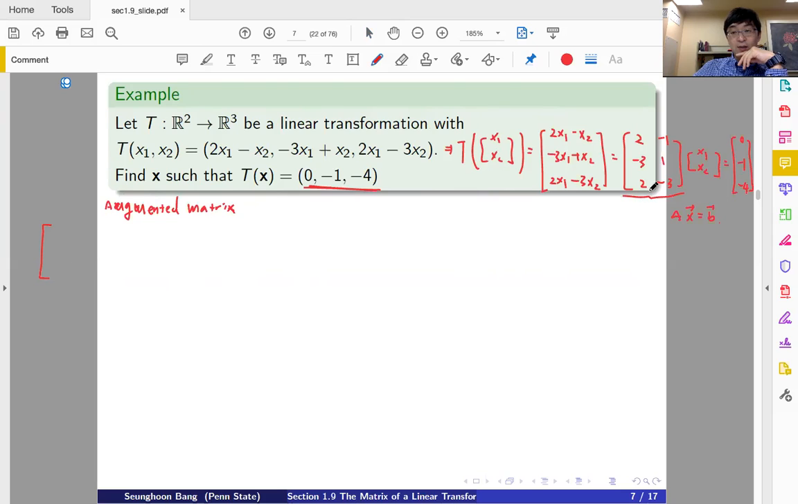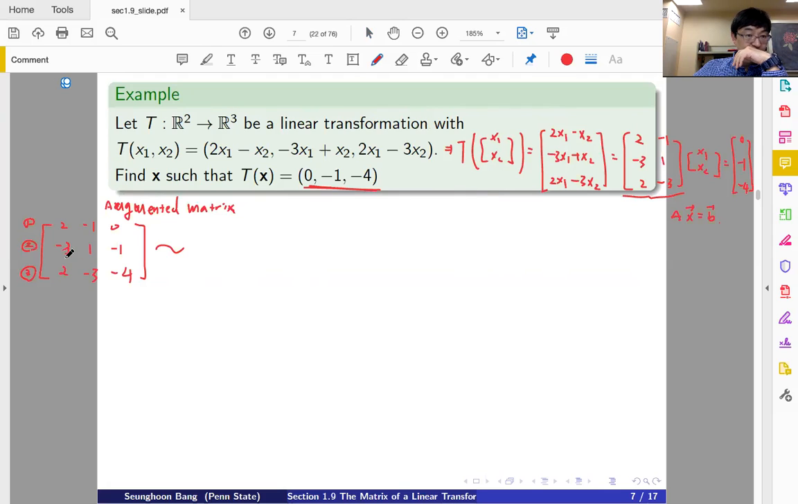The first columns are matrix A: 2, -3, 2, then the second column -1, 1, -3. The b is 0, -1, -4. So we have this. Next, you can change it to echelon form. So how can we change it? This is the first row, this is the second row, this is the third row. So how can you do that?